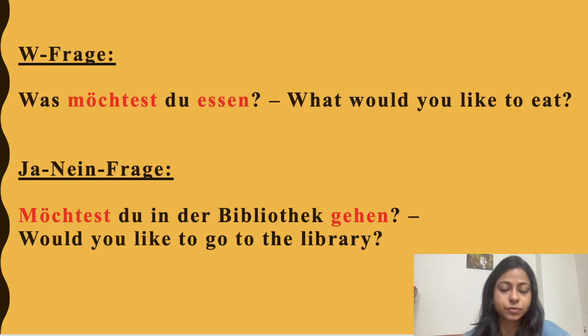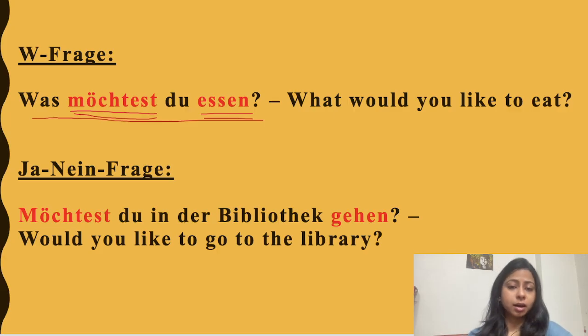Let's look at the first question, which is a W-Frage. Was möchtest du essen? What would you like to eat? Now in this case again möchten is at the second position. It is conjugated and the other verb, the main verb, is at the end and it is not conjugated.